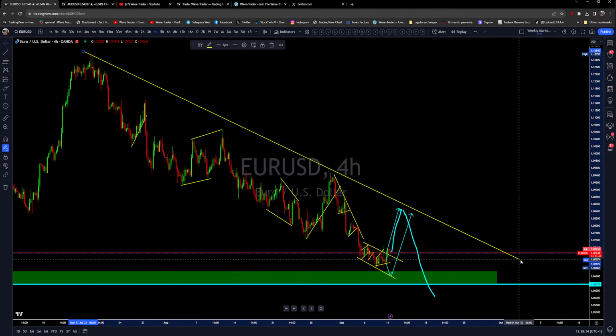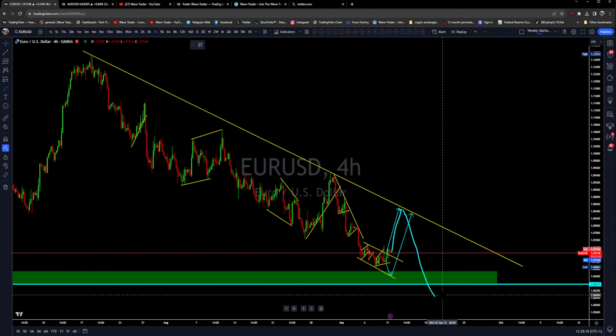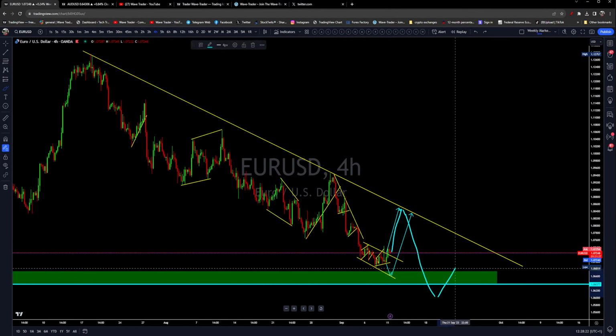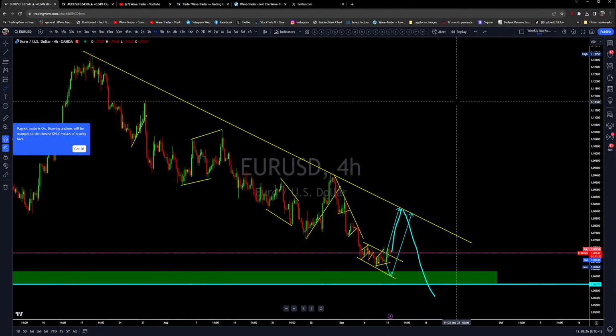That's going to be the trend. We still may see another leg lower from that trend line. Okay, and this is going to be the structure. And the structure is going to be that way. This is going to be the structure, very much similar.